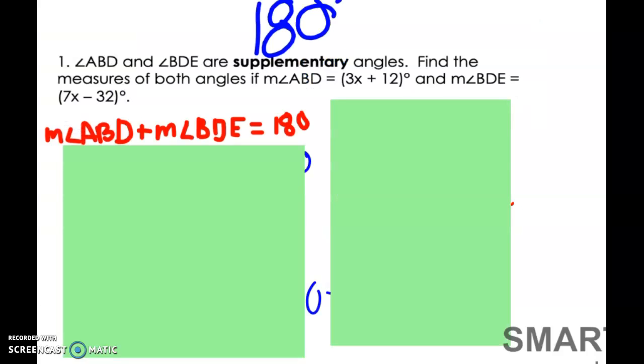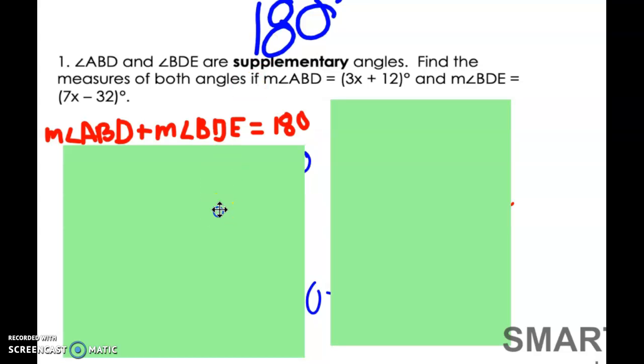All right, so for number one, where they say the measure of angle ABD and the measure of angle BDE are supplementary, we know that their measures are going to add up to equal 180. So that's how you want to start off. You want to start off by saying, hey, I know that since these two angles are supplementary, the measure of angle ABD plus the measure of angle BDE is going to equal 180 degrees.